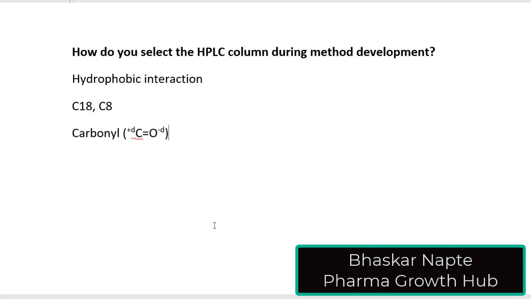In case you want to retain this molecule, which has a dipole, for a longer time, your stationary phase must also have a dipole, that is, plus delta and minus delta. Then the dipole interaction will come into play. Now, what are the stationary phases which have a dipole? What about cyano?